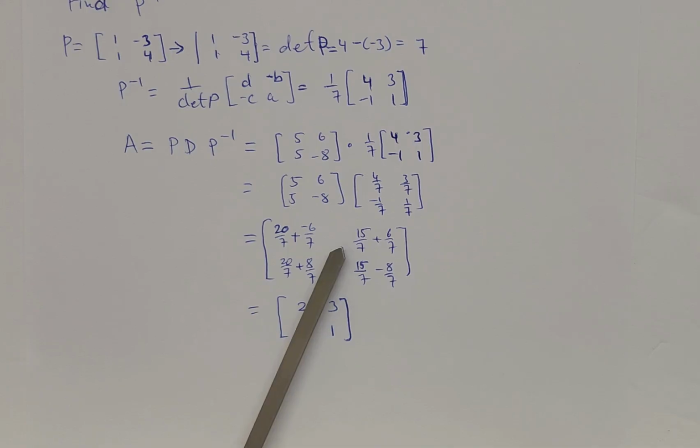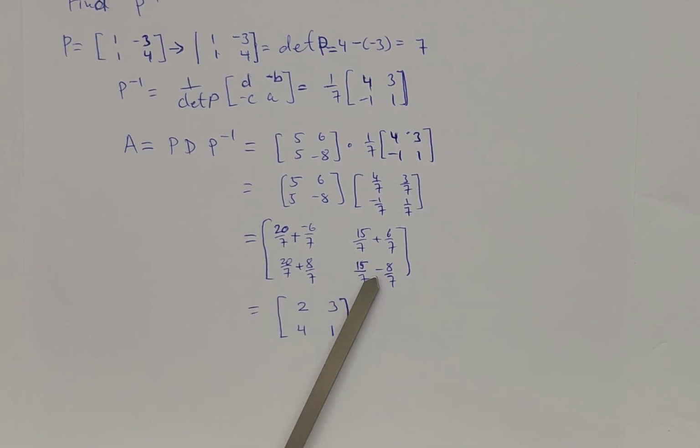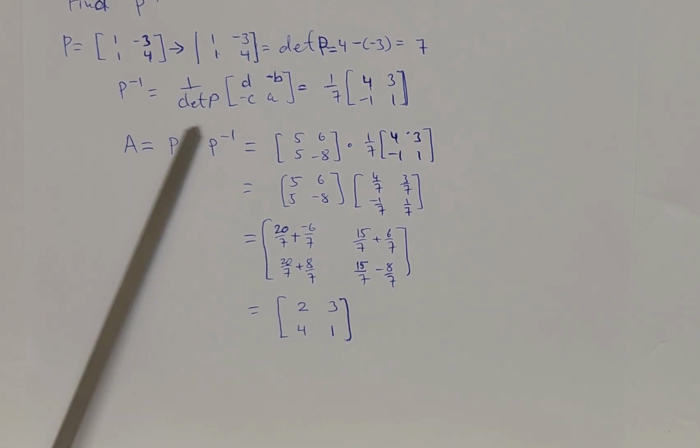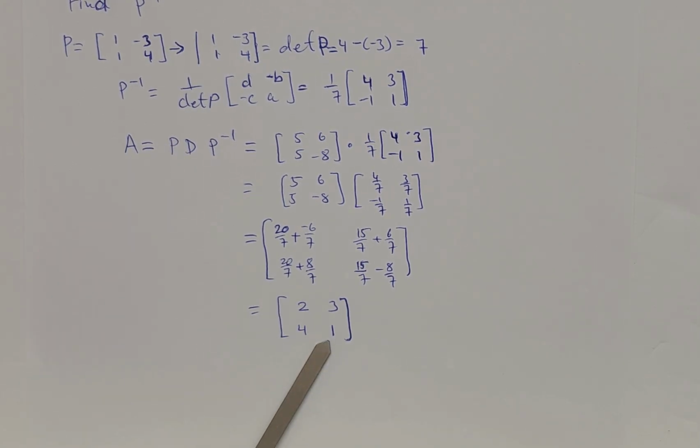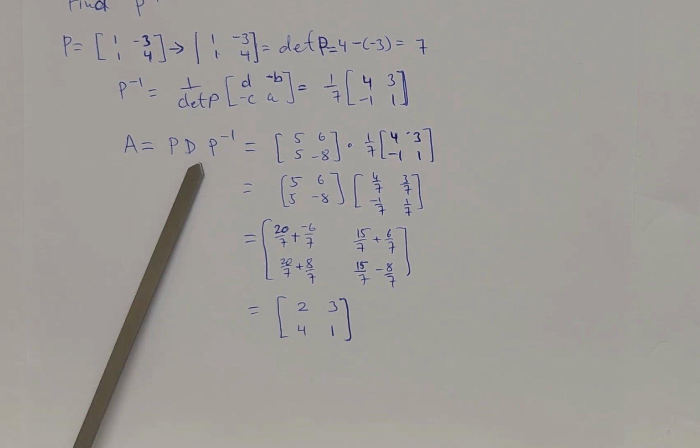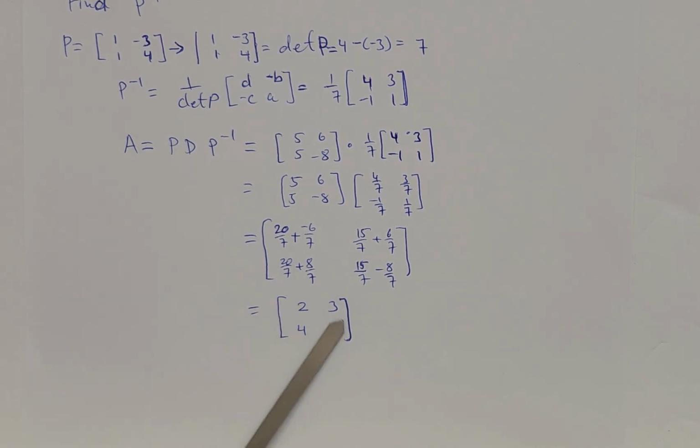15 plus 6 is 21. 21 divided by 7 gives me 3. 20 plus 8 is 28, divided by 7 gives me 4. 15 subtract 8 is 7, and 7 divided by 7 is 1. As you can see, when we multiply this, it comes back to the original matrix, which is 2, 3, 4, 1. So one more time.